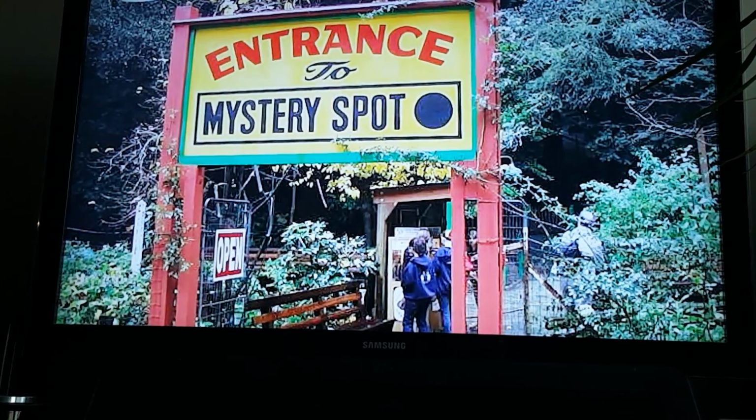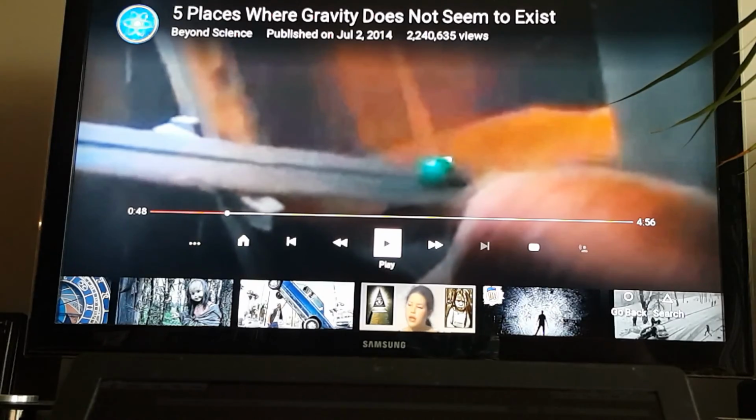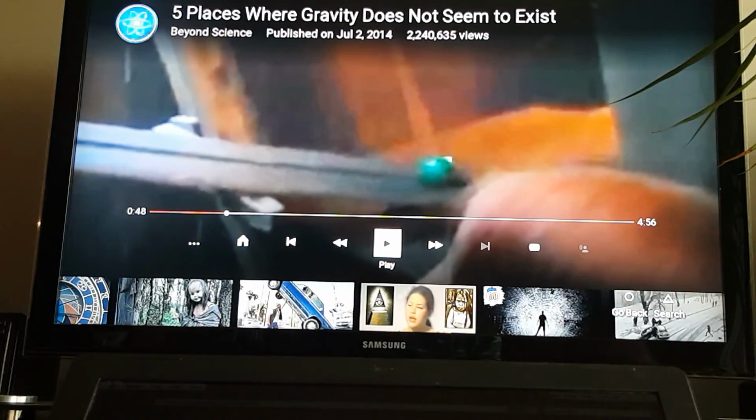Number 1, the Mystery Spot, Santa Cruz, California. The Mystery Spot is a gravitational anomaly located in the red. So if it's an anomaly, it's not that gravity suddenly changes, right? The mass of the Earth doesn't change. The reality is that gravity is false.